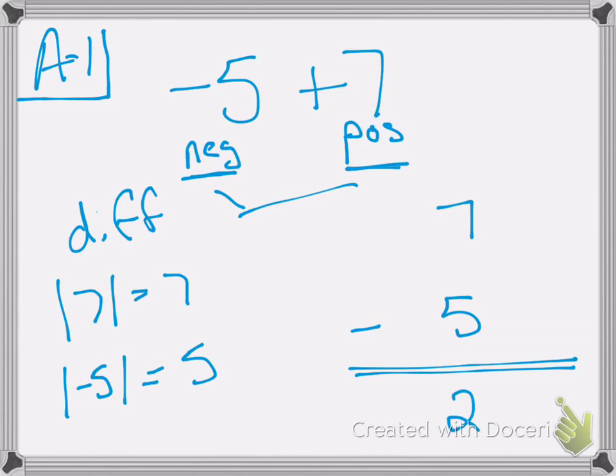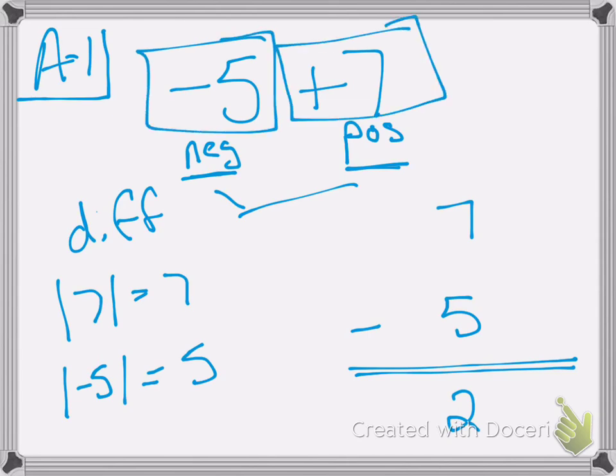Well, is it a positive 2 or a negative 2? Well, there were -5 and positive 7. Which one's bigger, 5 or 7? 7, so that's a positive 2.